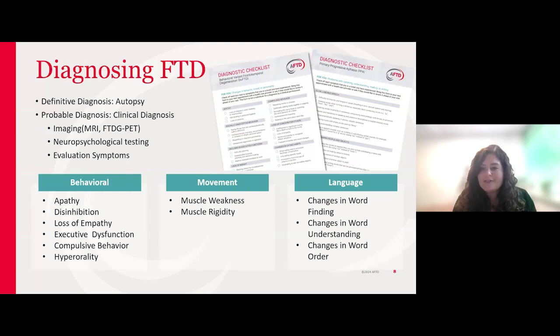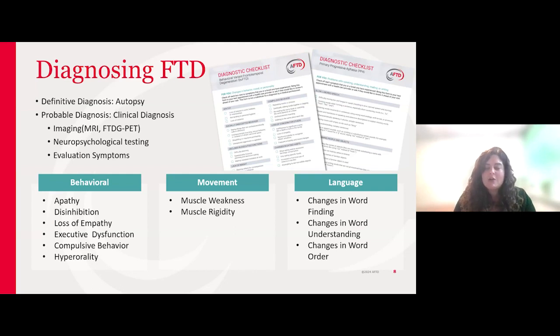So diagnosing FTD is a complicated process. As I said earlier, the average time to diagnosis for FTD is about 3.5 years. And when you have a disease that takes that long to get an accurate diagnosis, that leads to so much added frustration and inability to plan for the future for families and those diagnosed.